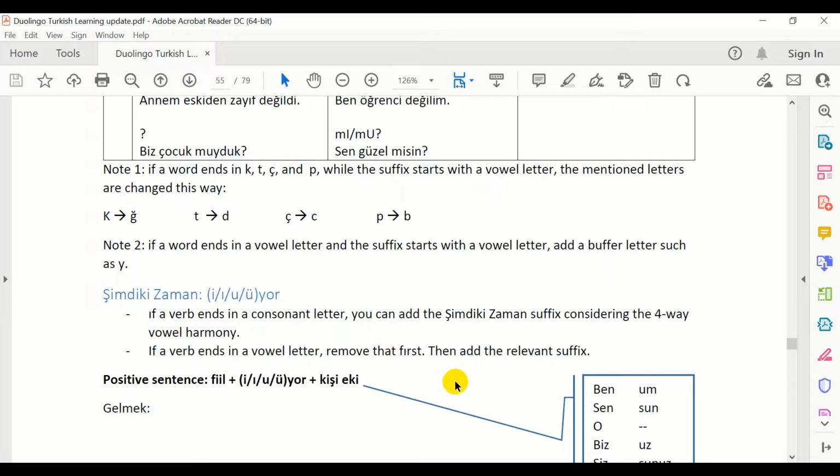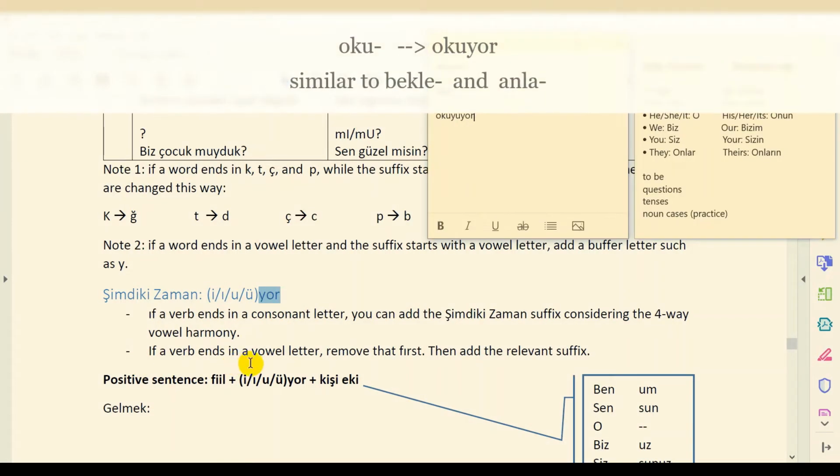However, before going any further, let's study some tips and tricks to use the suffixes easily. First, if a verb ends in a consonant letter, you can add the Şimdiki Zaman suffix considering the four-way vowel harmony. Well, now you know vowel harmony, and considering that, you can add this suffix. You can add one of these letters followed by -yor. If a verb ends in a vowel letter, remove that first, then add the relevant suffix.